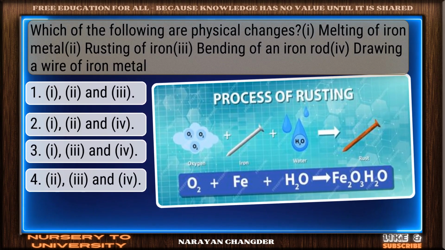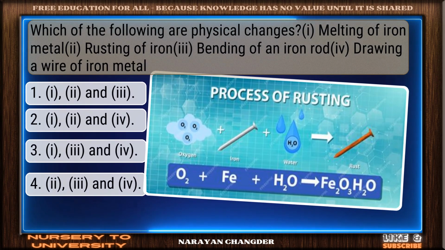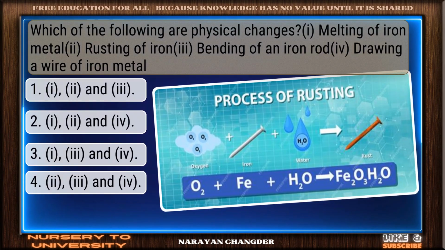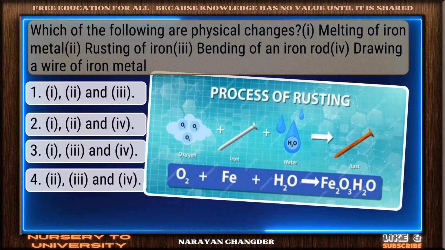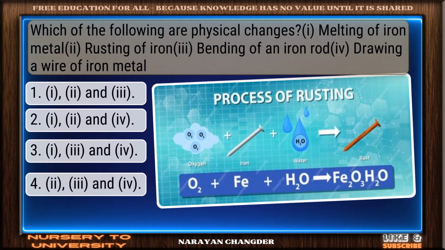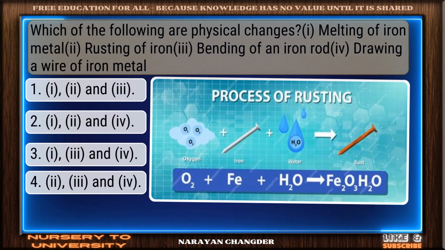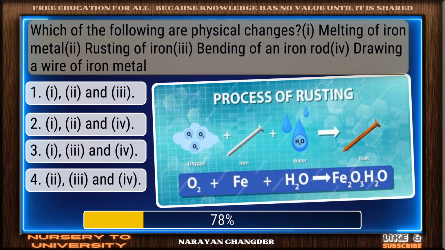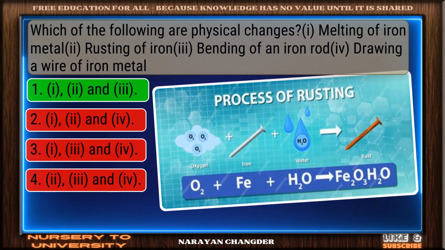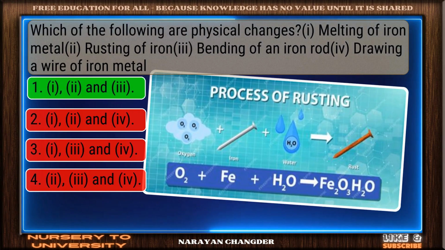Question number 5. Which of the following are physical changes? Melting of iron metal, rusting of iron, bending of an iron rod, drawing a wire of iron metal. Perfect. And is the correct choice.